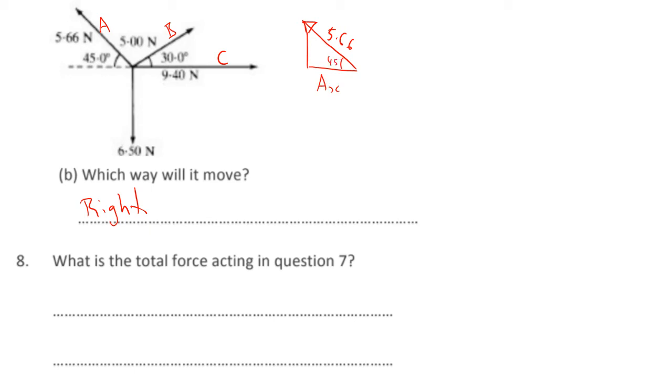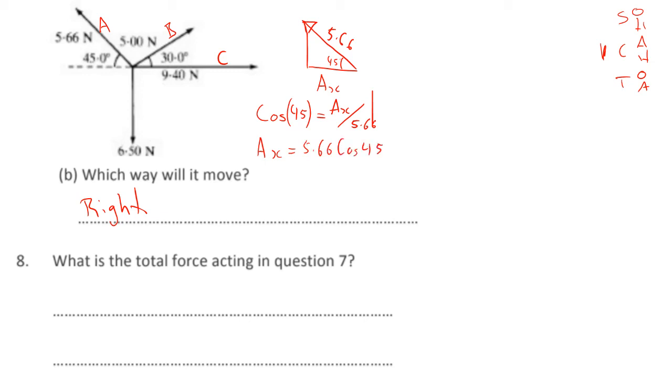So now, using SOHCAHTOA, I would be inclined to use cos. So that means I'm going to have cos 45, being 45, it doesn't make that much difference, but cos 45 equals the adjacent, which is going to be A sub x, over the hypotenuse, which is 5.66, and then we're going to simplify it the same way we did before to give us A sub x equals 5.66 cos 45.